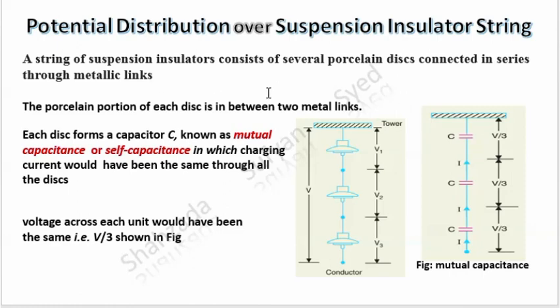A string of suspension insulator consists of several porcelain discs which are connected in series through a metallic link. The porcelain portion of each disc lies in between these two metallic rings. Each disc forms a capacitor C known as mutual capacitance or self-capacitance, in which charging current will be the same throughout the discs, and voltage across each unit would be V over 3 as shown in this figure.